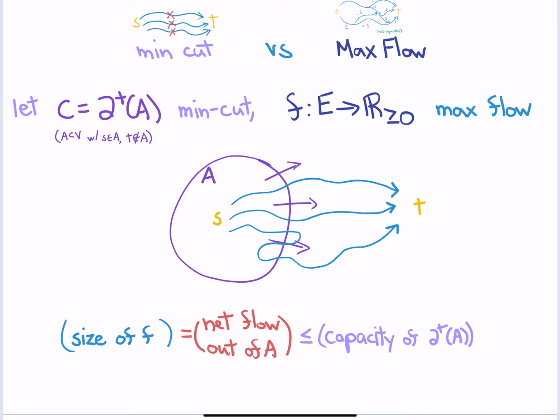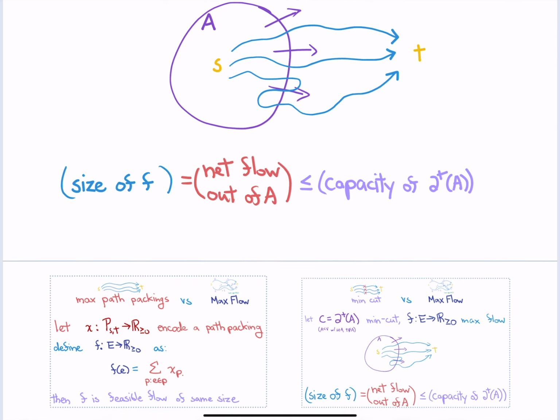Maybe you're not using all the edges in the cut, but you're using some of the edges, and it's always bounded above by the edges you're using. Okay, so what we get then is this direction: the min cut is at least the max flow, because the flow has to use the edges in the cut.